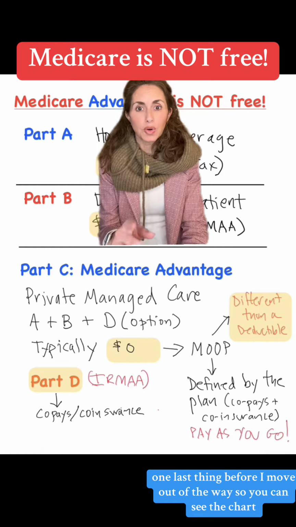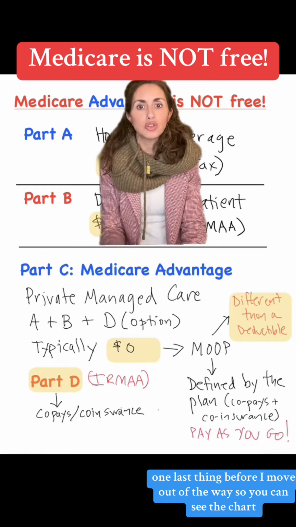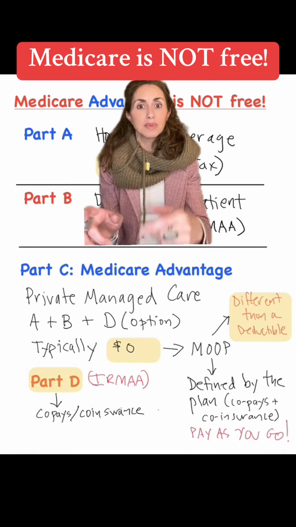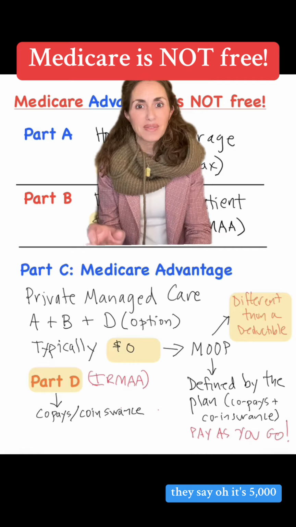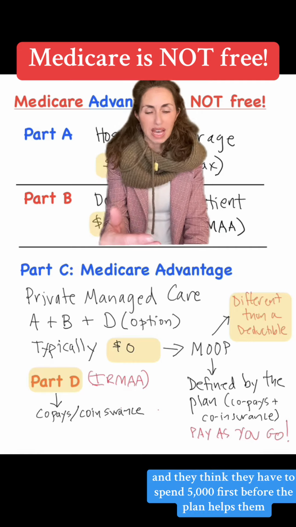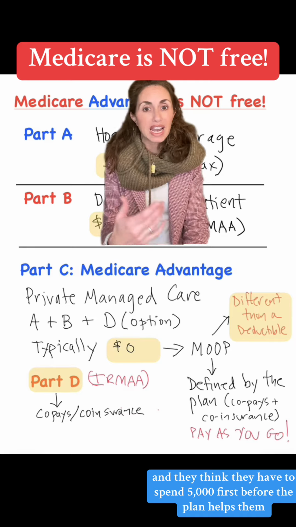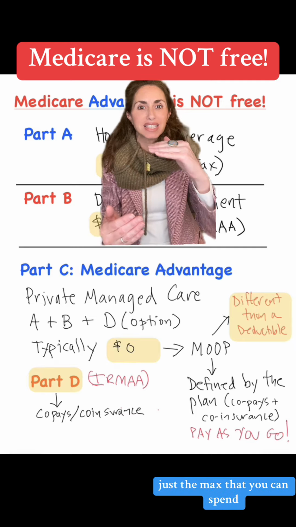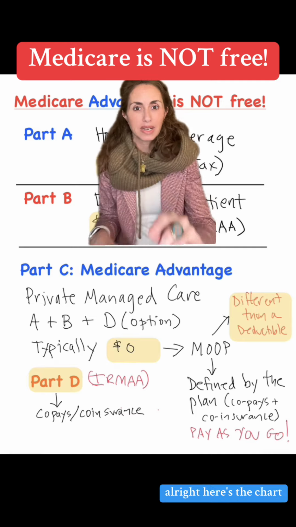One last thing before I move out of the way so you can see the chart. Don't mix up a deductible with a MOOP or a max out of pocket. Sometimes people see the MOOP, they say, oh, it's $5,000, and they think they have to spend $5,000 first before the plan helps them. That is not how it works. As I explained, it's just the max that you can spend. All right, here's the chart.